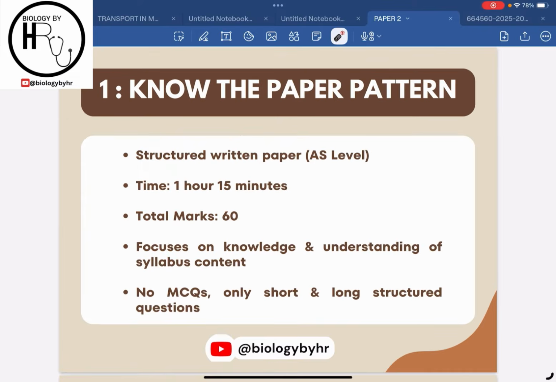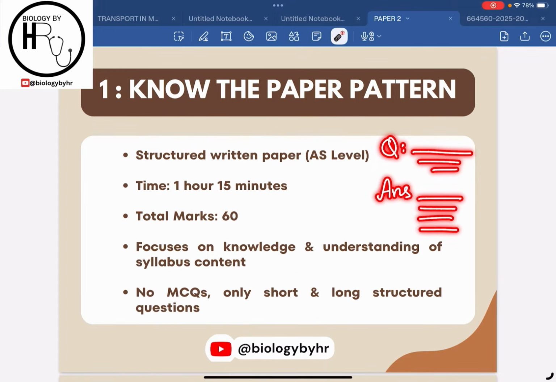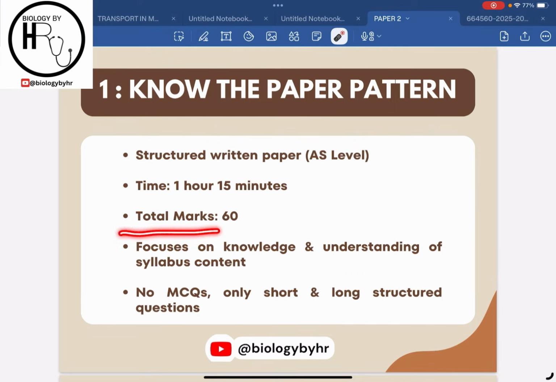biology. The first point over here for your preparation, to start your preparation for paper 2, you must know the paper pattern for the paper 2. What is the paper pattern for the paper 2, how many marks in total. So if I tell you about paper 2, paper 2 is a structured written paper, meaning that it is going to have a question and answer form in a form of a theory, right? A question will be given to you and a few lines will be given to you and you have to write the answers in those few lines. If I tell you the total marks of the paper, the total mark of the paper is 60 marks and this paper is of 1 hour and 15 minutes.